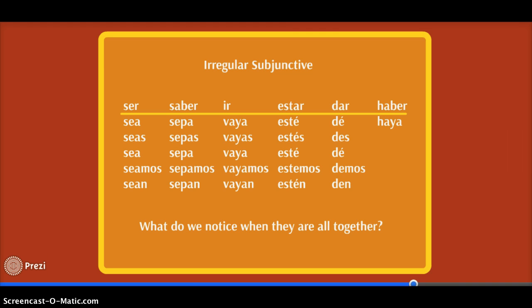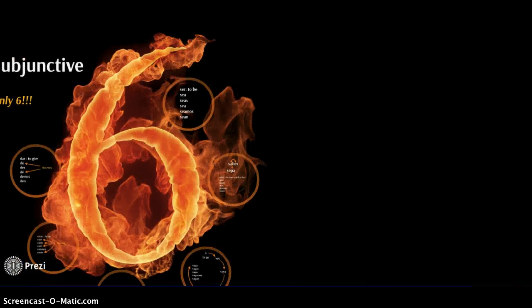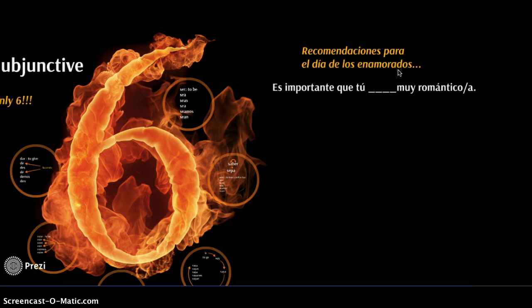So now let's try these in a sentence. So I have some recomendaciones. Recommendations for you para el Día de los Enamorados. That's Valentine's Day, the day of lovers, people who are in love. Okay, so here's some good advice for you. Número uno, es importante que tú, something muy romántico. It's important that you be very romantic.